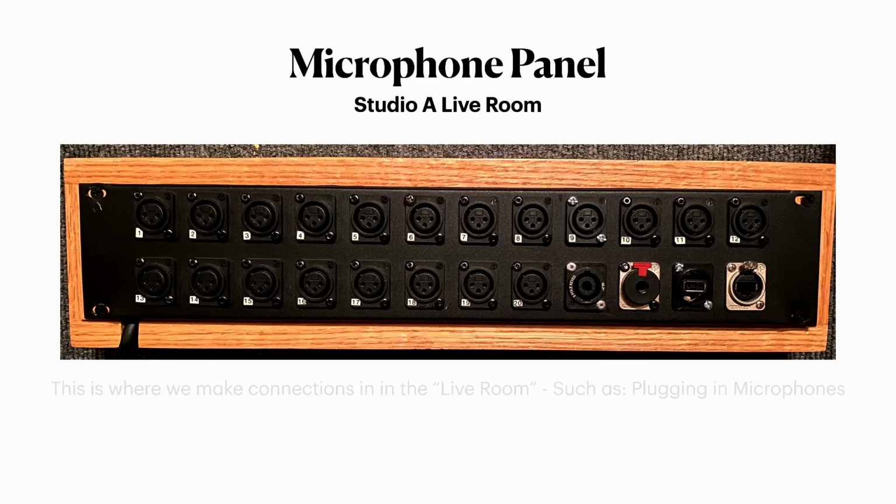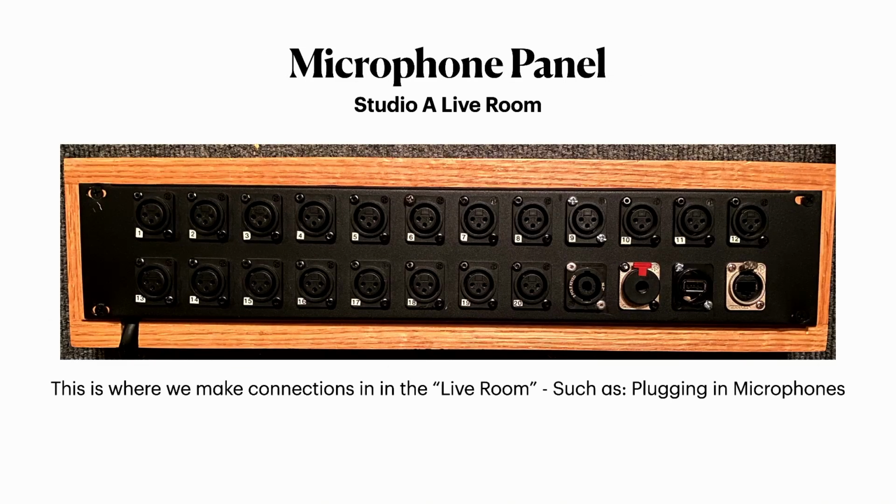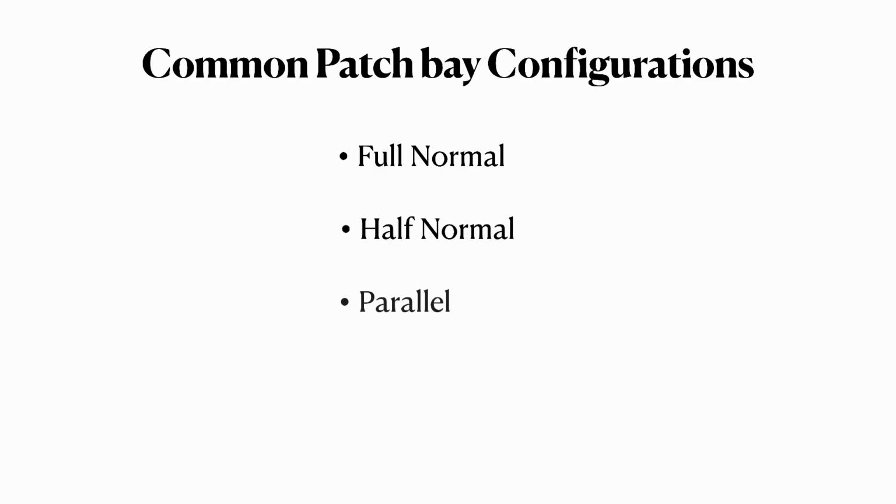This is actually our mic panel in our main studio, Studio A. There's 20 mic connections coming from the live room into the control room. And this is basically where we plug the microphones into the system. The different types of patch bay configurations: fully normaled, half normaled, parallel, and of course open. We're going to run through each one of these and talk about them, okay?